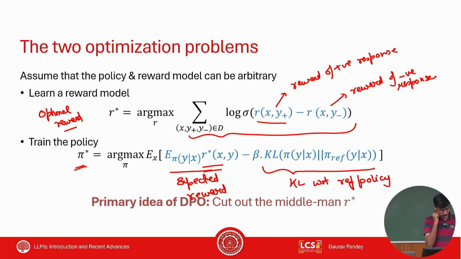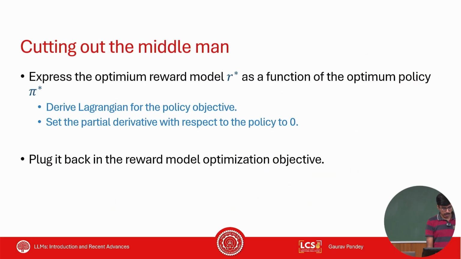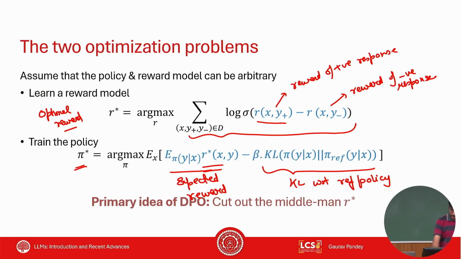So now we want to cut out this reward model training step, and the way we will do it is we'll use this equation to express the reward model as a function of the optimal policy. So the optimal reward R star, we'll express it as a function of pi star, and then we'll plug it back in the first equation. Okay, so there are two steps. One, we express R star as a function of pi star, and then plugging it in the reward model training equation will give us a pi star training objective. This will convert this first equation into a pi star training objective.